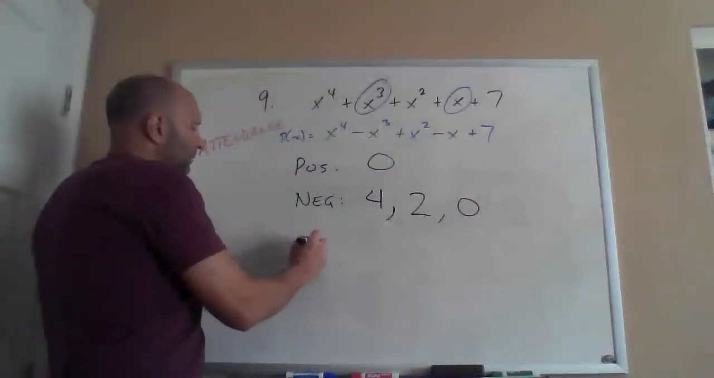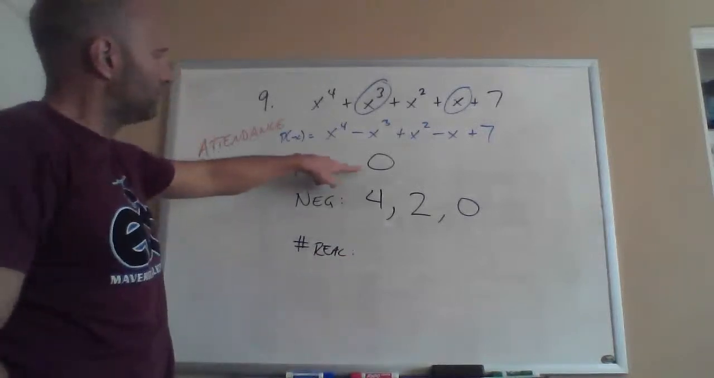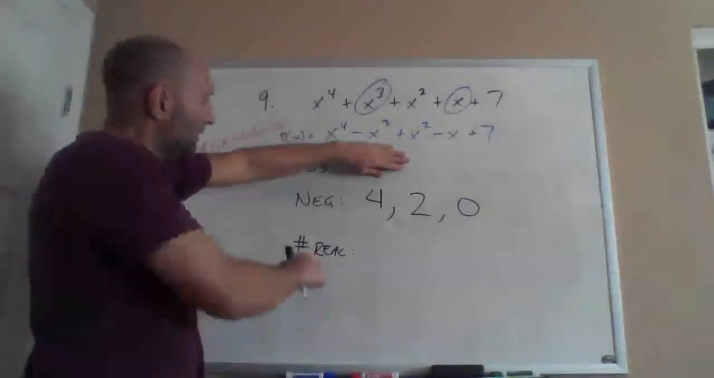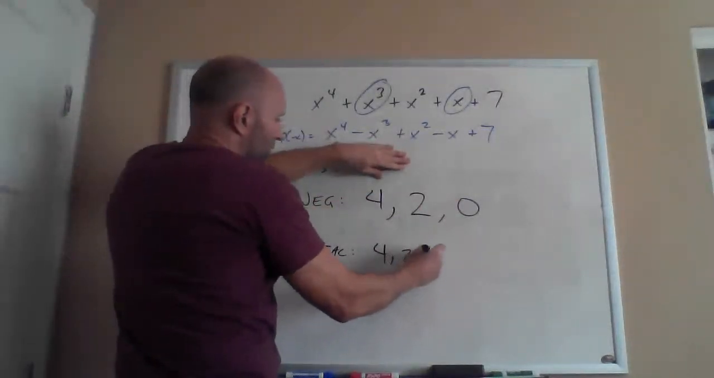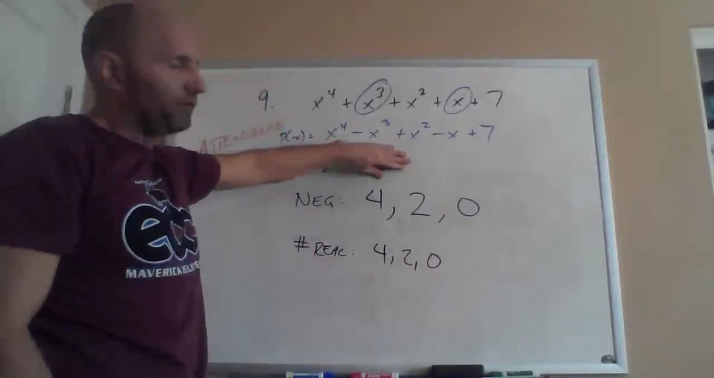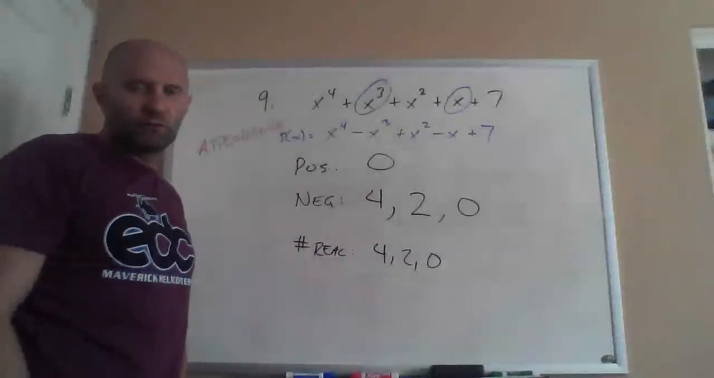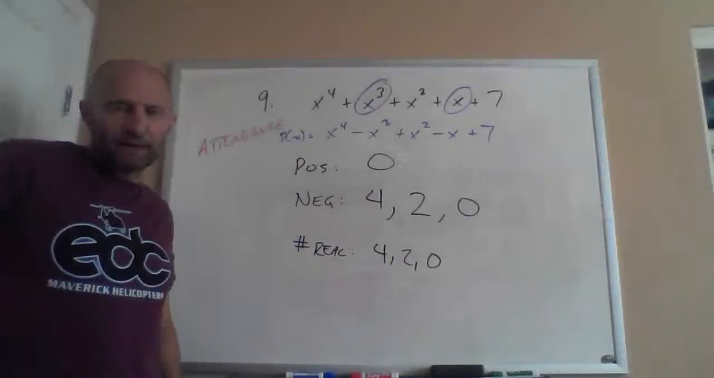So therefore, the number of real solutions, I know it can't be 0. Well, it could be, but with the positive, that's not giving me any. So it has to be a negative, and it can only be 4, 2, or 0 if I end up having 0 negative roots. So that would be your answers for number 9. Any questions on that?